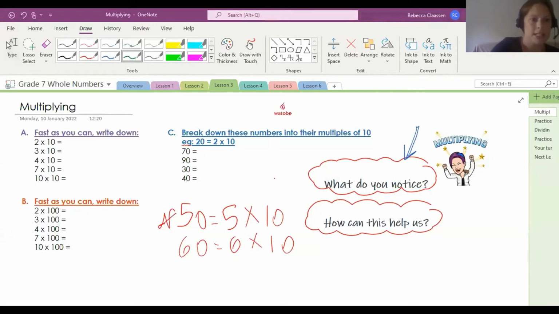2 times 10 is, you can unmute and tell me, everybody. 20. Right, 20. Fabulous. Okay, and 3 times 10. 30. Awesome. Fabulous. And 4 times 10. 40. And 7 times 10. 70. And 10 times 10. 100. Okay, fabulous. You guys rock.